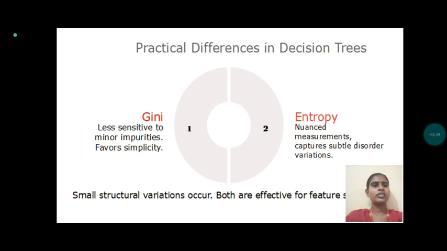Next, here are the practical differences in decision trees. First, Gini is less sensitive to minor impurities, which favors simplicity. Next, entropy's nuanced measurements capture subtle disorder variations. Here the small structural variation occurs. Both are effective for features.